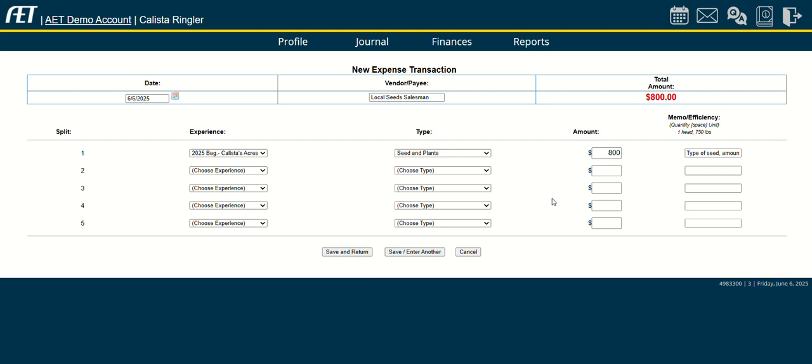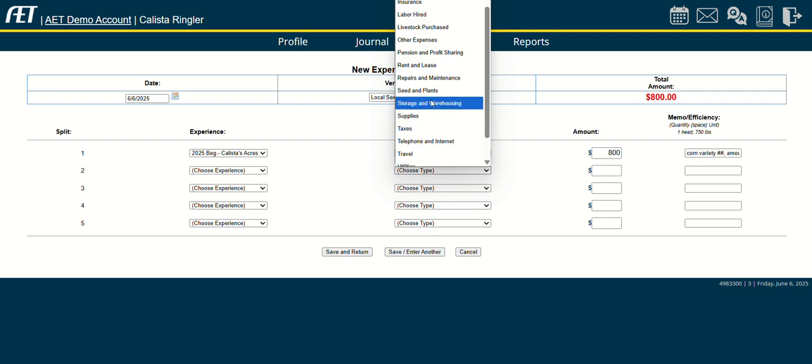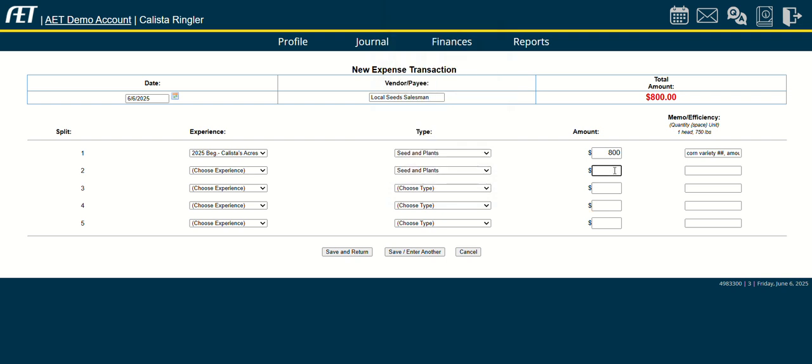If I have different types of seeds that I bought from him, like maybe I bought wheat and corn, I would clarify that this was corn, variety, whatever numbers and letters they make up these days. And then I would say the same thing down here. I would do a seed and plants, maybe for $950, and I would say wheat, variety, and its information, and then say amount purchased. So that's so many bags or so many pounds based on how you're ordering.